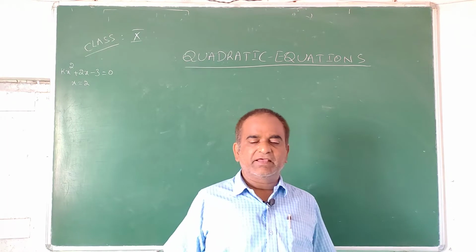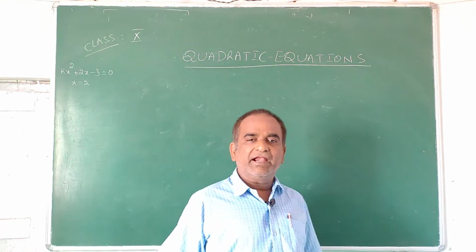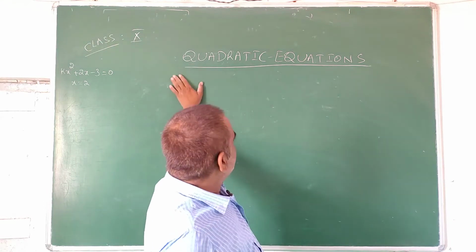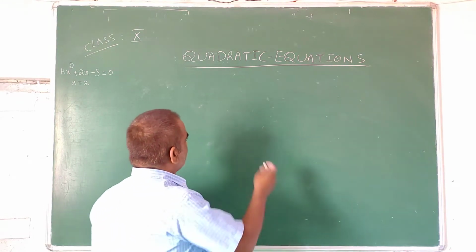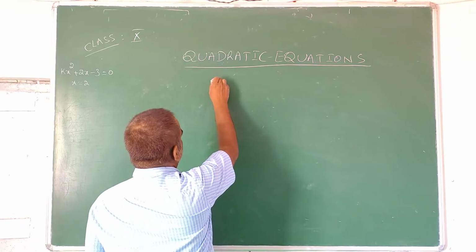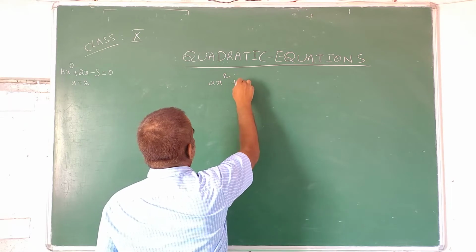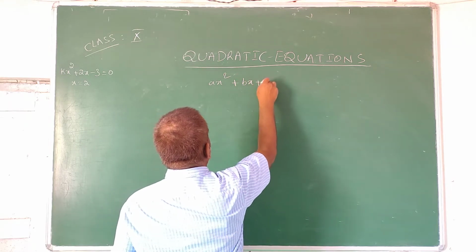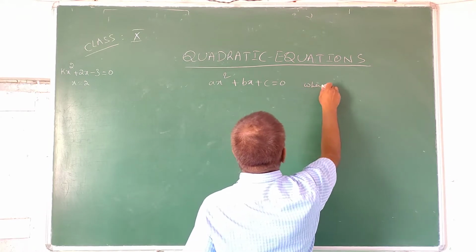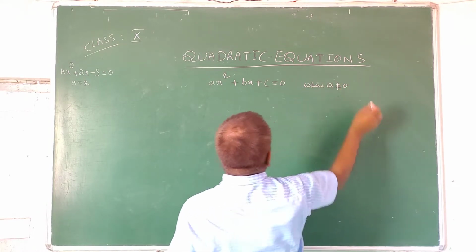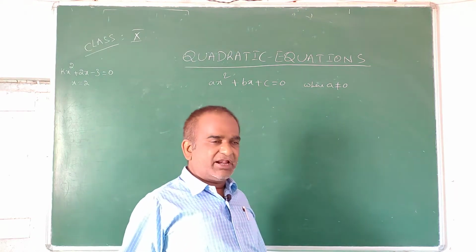Dear students, we are starting a new chapter in 10th standard, that is quadratic equations. So what is a quadratic equation? The definition: an equation of the form ax square plus bx plus c is equal to 0, where a is not equal to 0, is known as a quadratic equation.